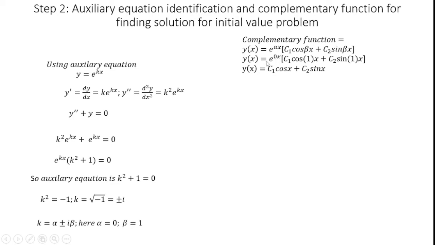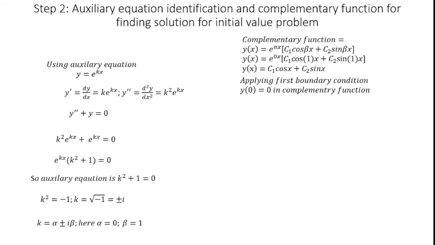So y of x is equal to e power 0 x, which means alpha is 0 and beta is equal to 1. I substituted here e power 0 x into c1 cos 1 into x, because beta is equal to 1, plus c2 into sin of beta, which is 1, so 1 into x. So I get the complementary function y of x is equal to c1 cos x plus c2 sin x. Likewise I may get the equation. After that, applying the first boundary condition, y of 0 is equal to 0, in the complementary function. In the problem I have the number one boundary condition, which is y of 0 is equal to 0.